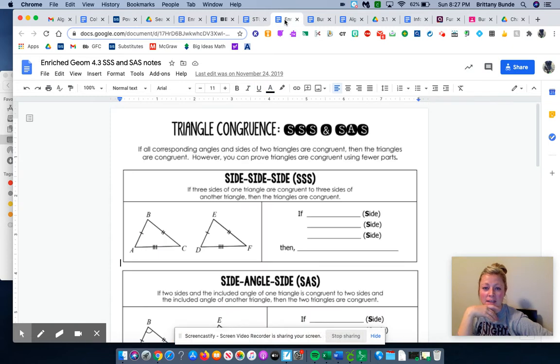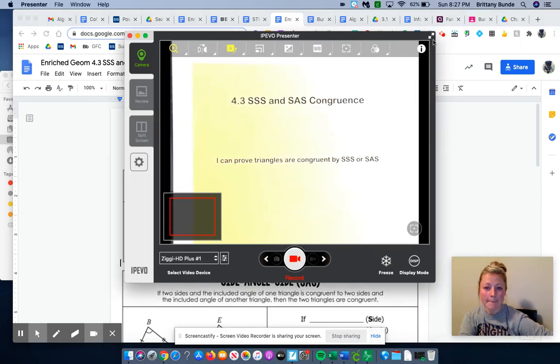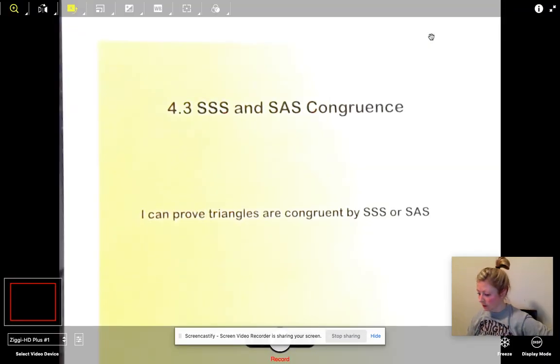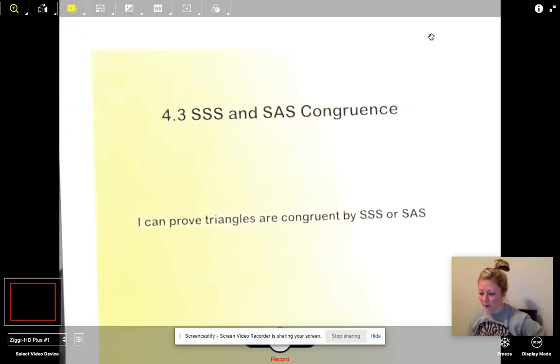Our next lesson is on side, side, side, and side, angle, side congruence. Your notes should look like the screen right here. I'm going to move on to the doc cam right now. Okay, so here we go, folks.